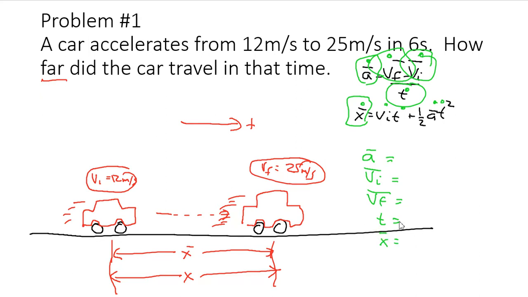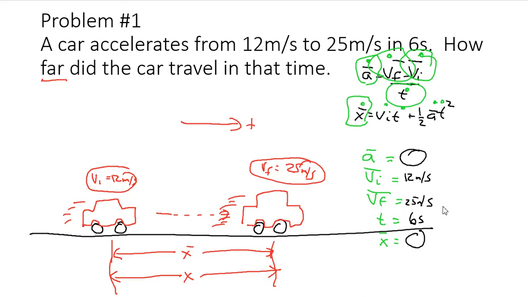So which of these do I know? Well, I know my initial velocity, 12 meters per second. That's what I started at. I know my final velocity, 25 meters per second. I know my time, 6 seconds. So these are the things I know. This and this are the things I don't know.